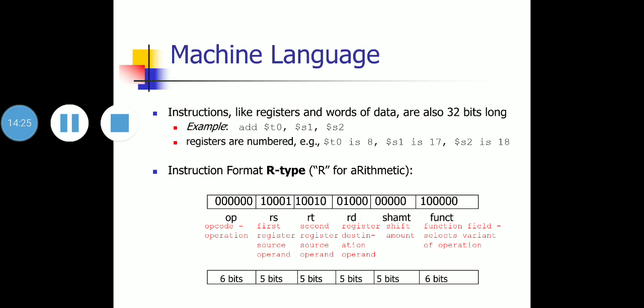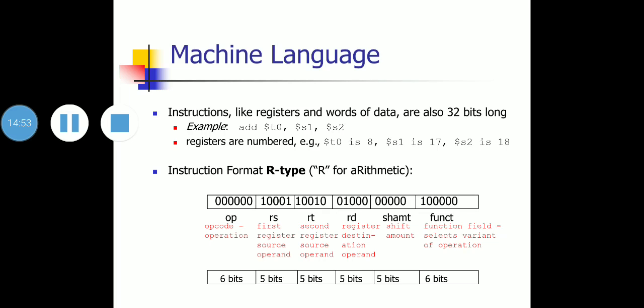Let us call these arithmetic instructions the R-type instruction format. In the R-type instruction, we split the whole word into 6 parts, and every part is called a field. The first field has 6 bits, the second 5, the third 5, the fourth 5, the fifth 5, and the sixth 6 bits. So in total there will be 32 bits.